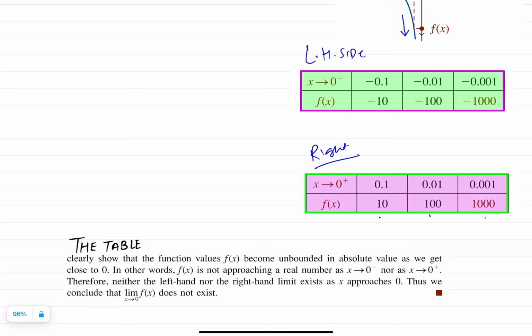Or we can say that f(x) is not approaching a real number. Why I'm saying this is because you're not getting a particular specific number. The number keeps changing the closer you get. In the first case, it's getting smaller and smaller; in the second case, it's getting bigger and bigger. So from the left hand side and right hand side, the limits are not equal, so the limit does not exist for this.